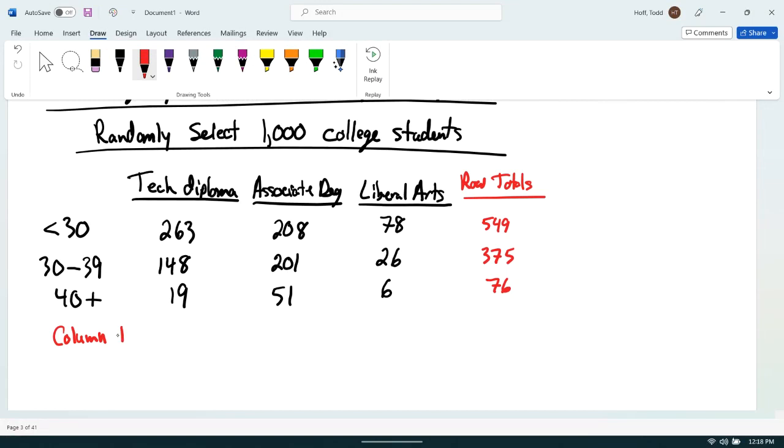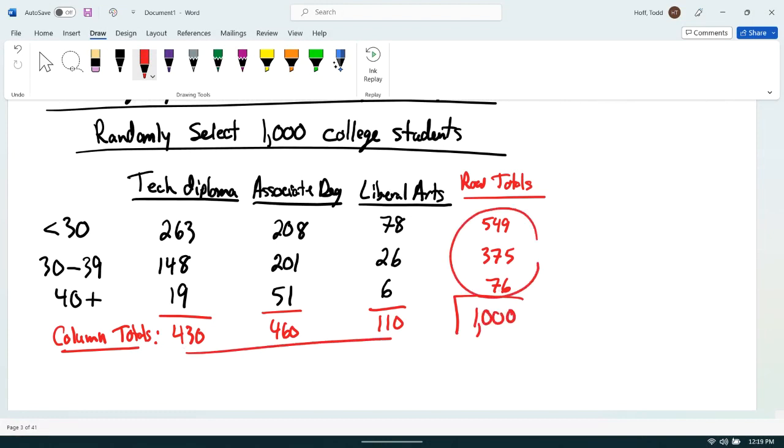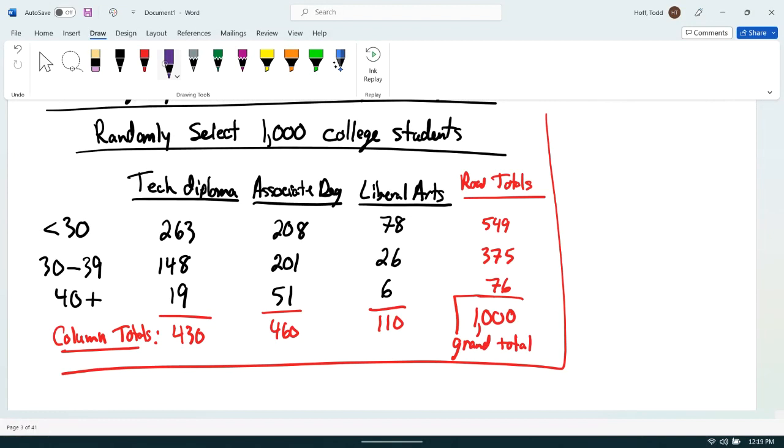I also need to do my column totals. So let's see, this first column looks like it has 430. This next column looks to have 460. This last column has 110. Then we have our grand total here, which adds up to 1,000. If I add these up or these up, I should get 1,000 total, and I do. I'm going to refer to that as my grand total. That is the total number of students that we have in this sample period.